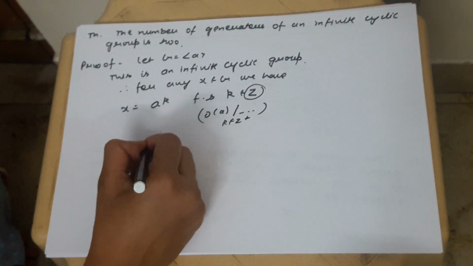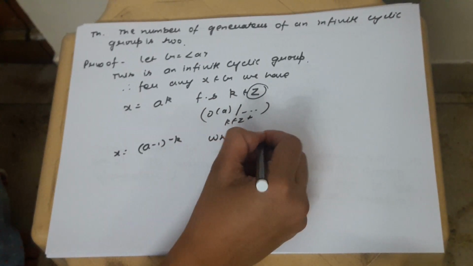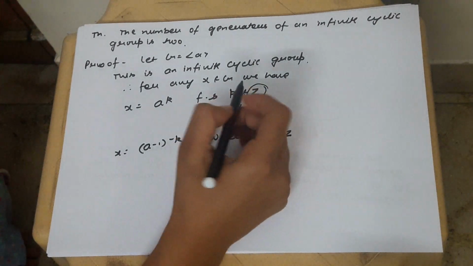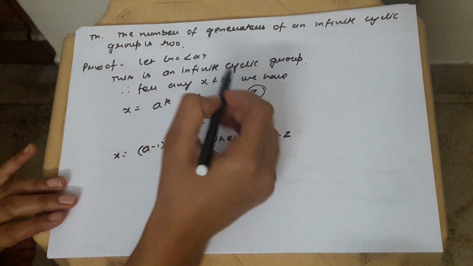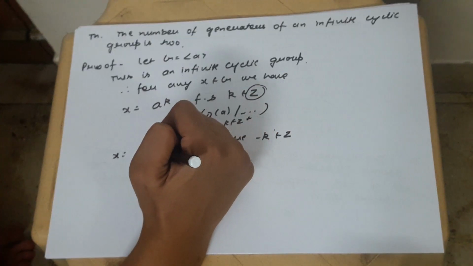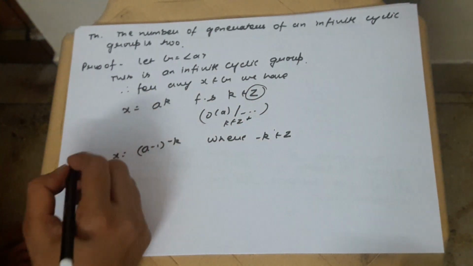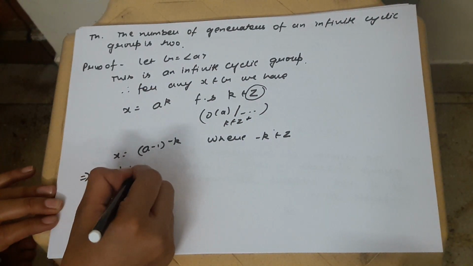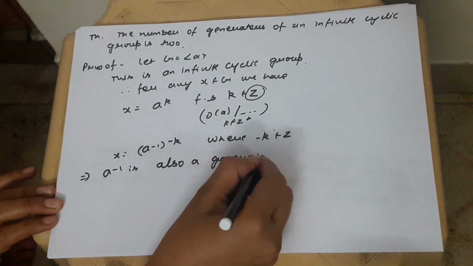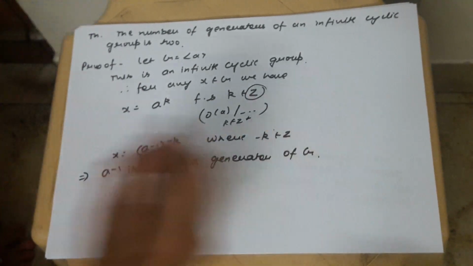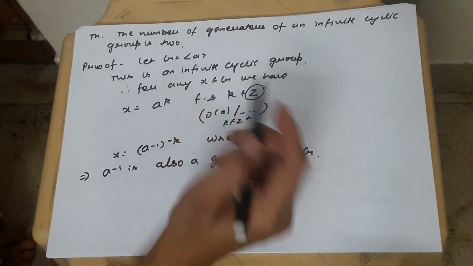Now, x is equal to a inverse to the power minus k, where minus k also belongs to Z. Since k belongs to Z, minus k will also belong to Z. Now, x is any arbitrary element of G. Therefore, every element of G is expressible as a power of a inverse, which implies a inverse is also a generator of G.